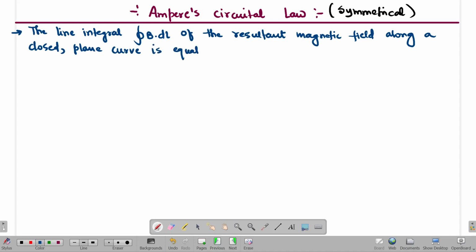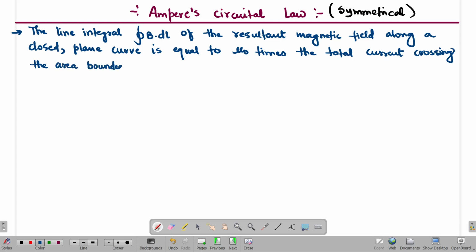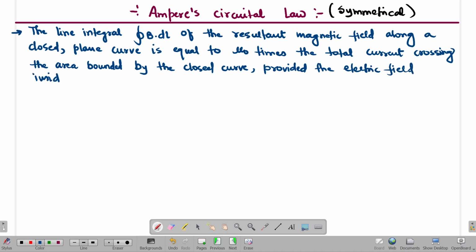Is equal to mu naught times the total current crossing the area bounded by the closed curve, provided the electric field inside remains constant.